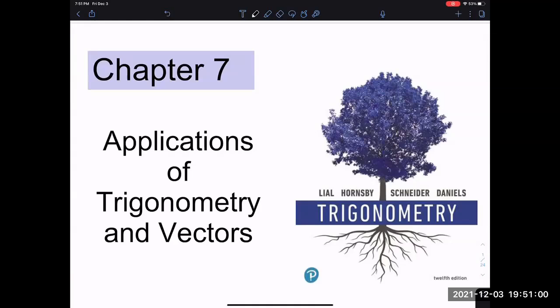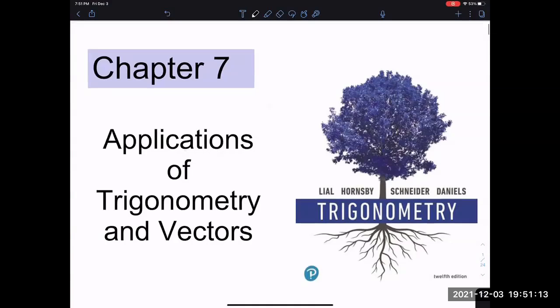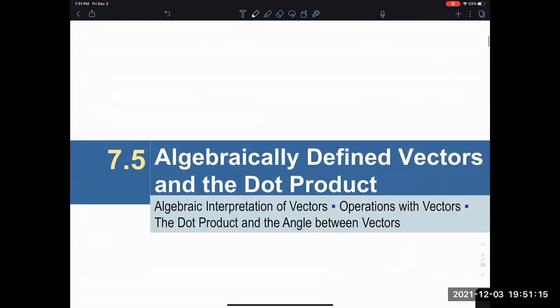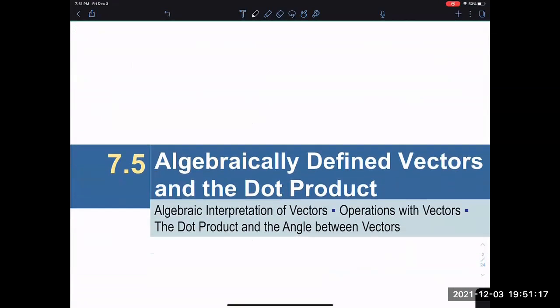Well, here we are. We are at the end of the class, the final section to cover, the last section of chapter 7.5. And in 7.5, we're going to again look at vectors, which we introduced in 7.4. But in 7.4, the vectors were simply a direction and a length of an arrow floating somewhere in the plane.